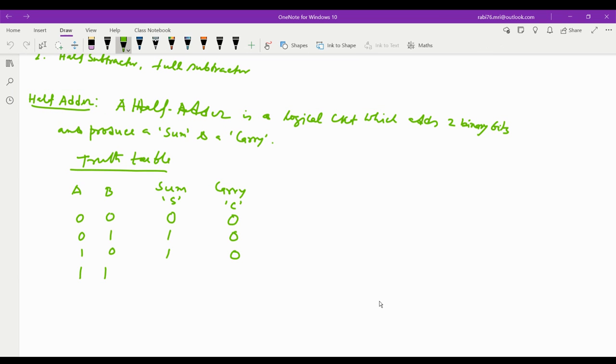This 1 1 will give you 1 0, right? So sum will be 0, but carry will be 1, right? Now, if you want to write the Boolean expression, the next will be the Boolean expression.